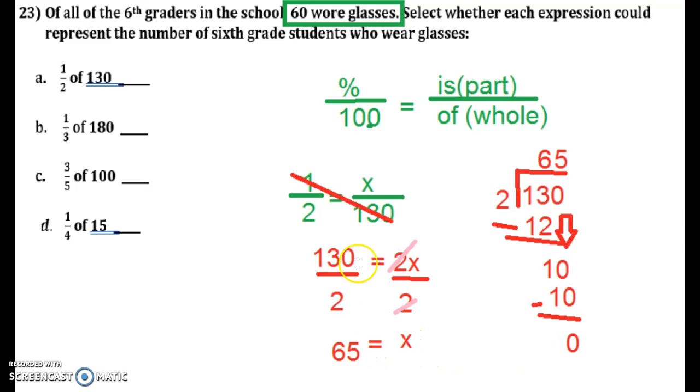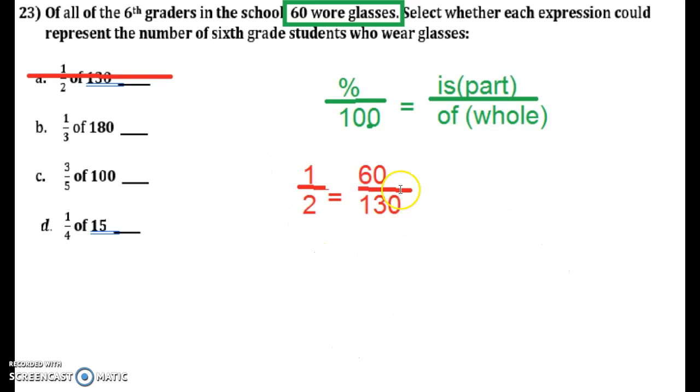So this, if x equals 65, does that equal 60? No, it doesn't, right? So this isn't an option for us. A is not right. The other way you could have done it, which I thought would have been easier, is, let me rewind here, is to simply filter in the numbers, because we do know our part. Our part is 60, right? Part of the class is 60. Our whole class is whatever it gives us for the of, which is 130 in this case.